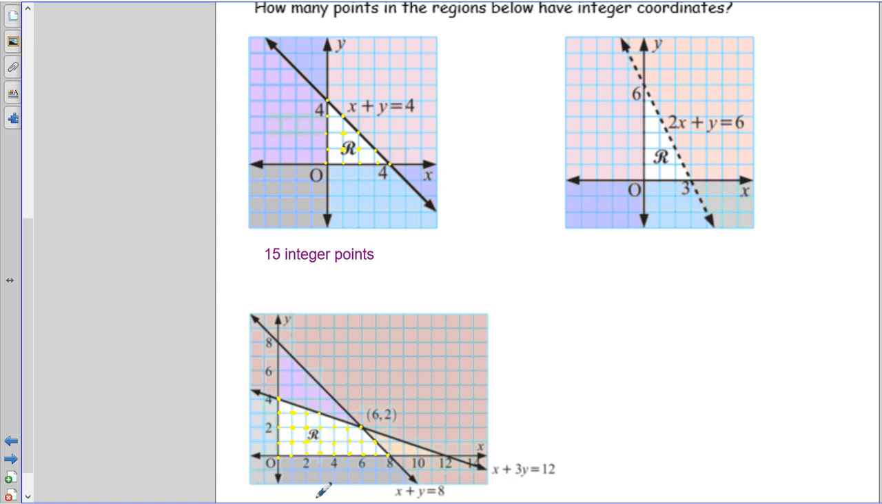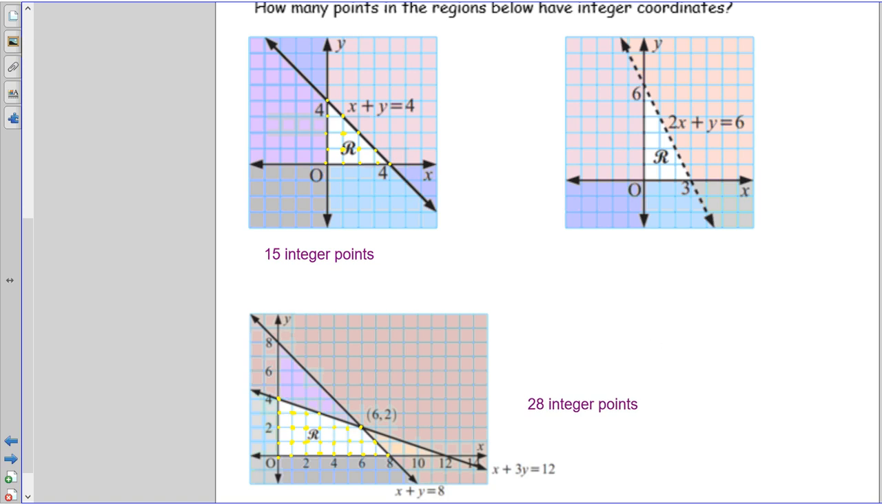Now we've got to count them all up. So we've got 1, 2, 3, 4, sorry, count again. 1, 2, 3, 4, 5, 6, 7, 8, 9, 10, 11, 12, 13, 14, 15, 16, 17, 18, 19, 20, 21, 22, 23, 24, 25, 26, 27, 28, 29. Hopefully I've got that right because I did that pretty rough. So we've got 29 integer points. That's all we were trying to find there.